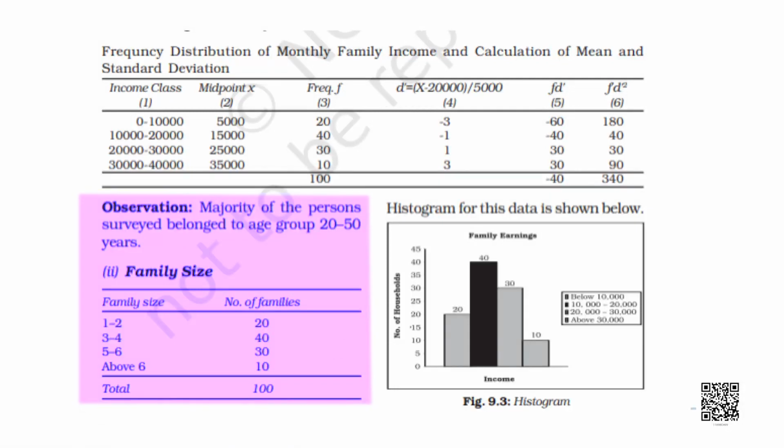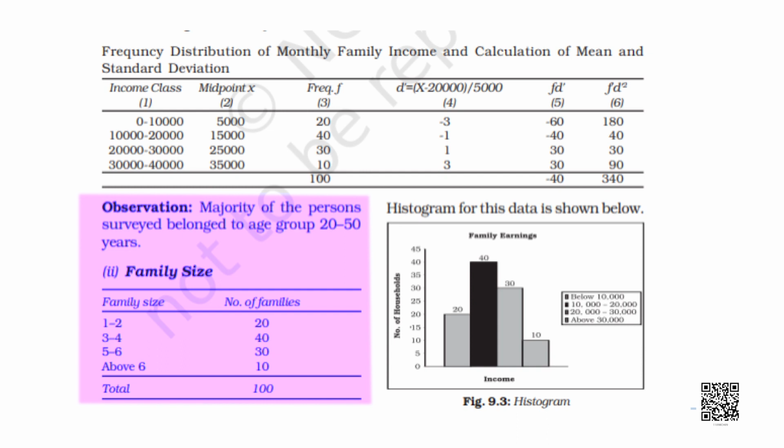So, when we surveyed them, we had the family size of the people. There were around 20 families which had 2 persons in a family, 3 to 4 people were there in 40 families, 5 to 6 people were there in 30 families, and there were more than 6 people in 10 families. So, we surveyed around 100 families.